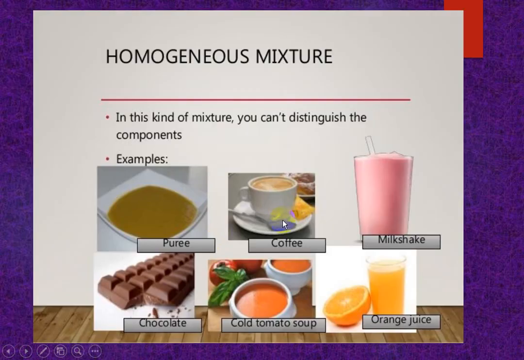This is a homogeneous mixture. In a heterogeneous mixture we can distinguish the components. In a homogeneous mixture we can't distinguish the components, we can't separate them. They are uniformly distributed. Look: orange juice, milkshake, coffee, chocolate. All particles are uniformly distributed. We can't distinguish these components. This is also a mixture, but we can't distinguish the components by physical means.